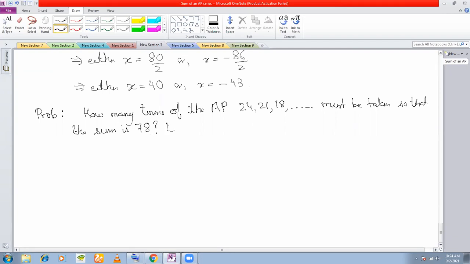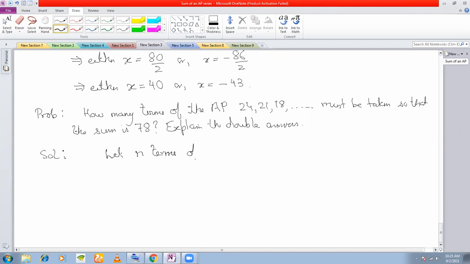Explain the double answer. That means you're going to get two answers. Two answers means you're going to get two values of n. How many terms? Because if you see, the question is how many terms. Okay. So how many terms should be taken to give the sum 78? So let n terms be taken.